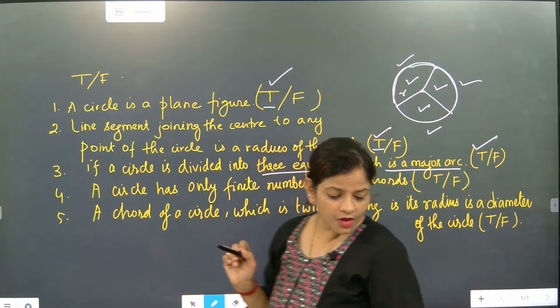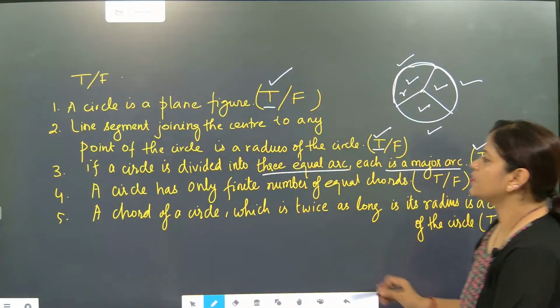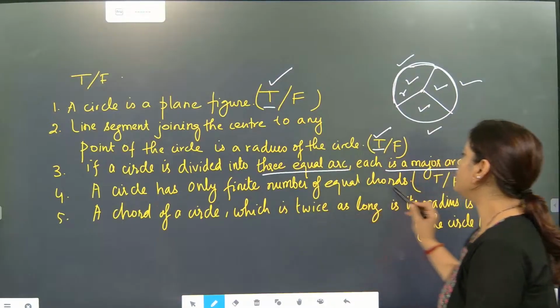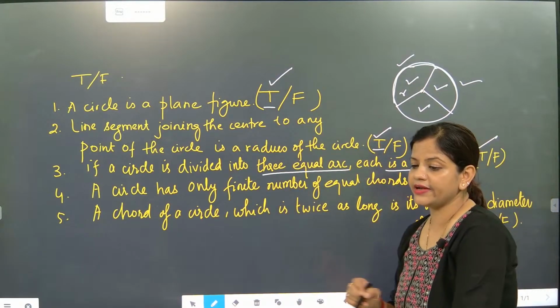Understood? Fourth one, beta. What is the fourth one? A circle has only finite number of equal chords. No, infinite.